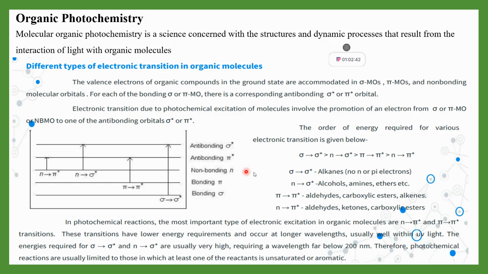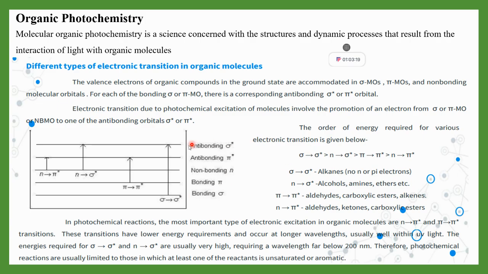N is nothing but your lone pair, such as in oxygen. In a water molecule, oxygen is having how many lone pairs? Prashant, in H2O oxygen is having how many lone pairs? Two, na? So those are your non-bonding lone pairs. Okay. So the order of energy, how much energy you have to give for any transition to take place, depends on these energy orders.